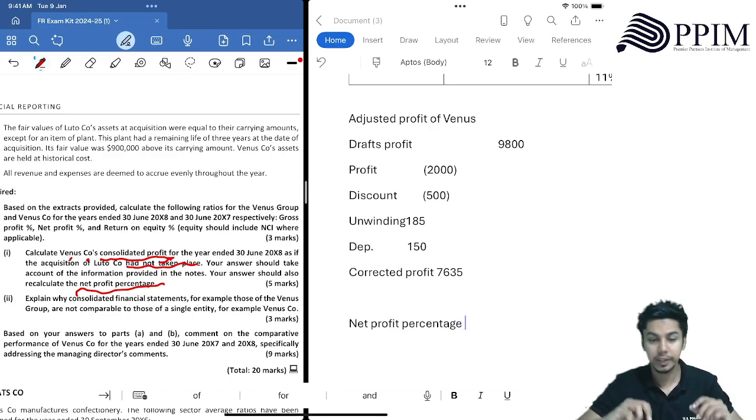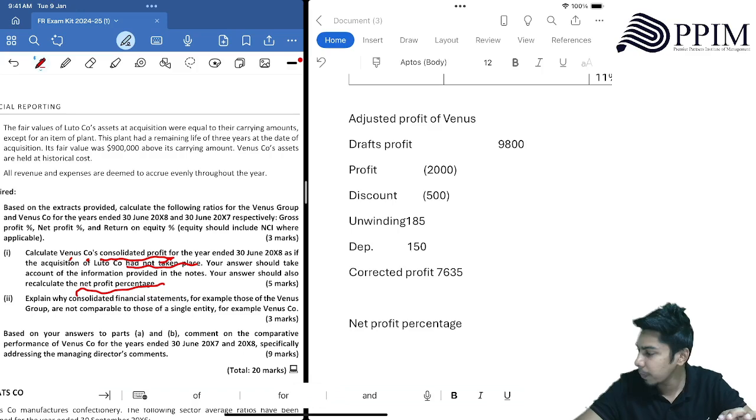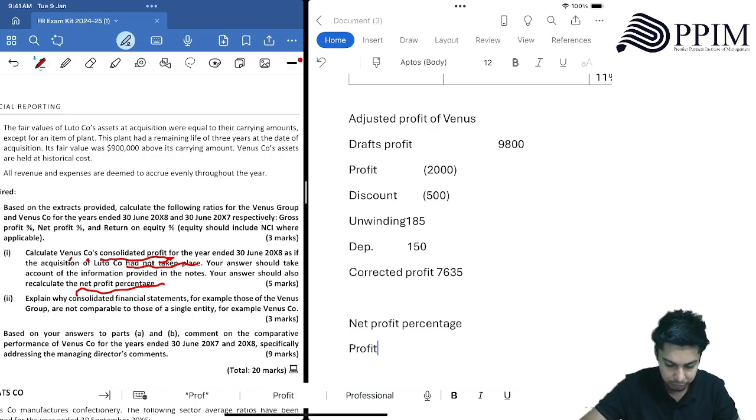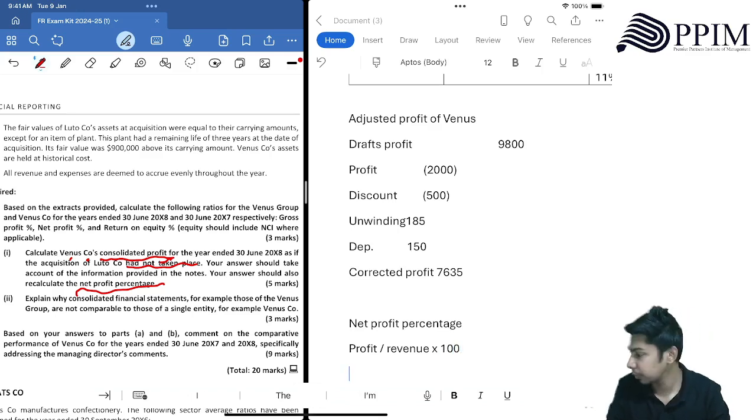Let's calculate net profit percentage one more time. So guys, normally for net profit percentage, what's the equation? The equation will be profit divided by revenue into 100. Profit divided by revenue into 100.